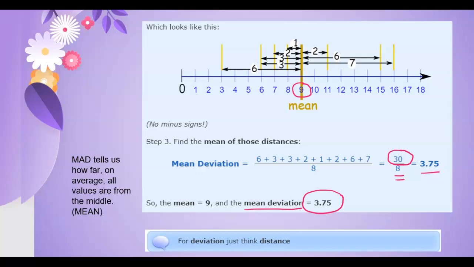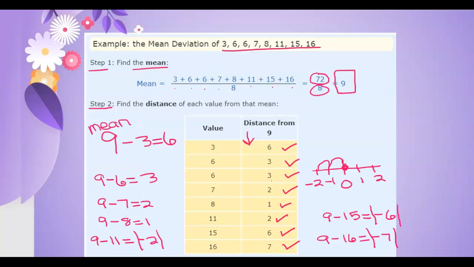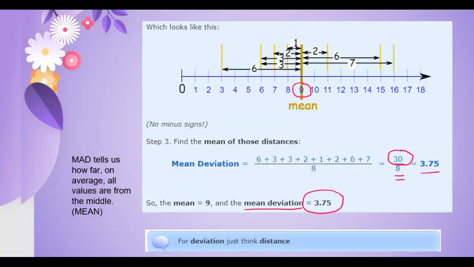So it's 3.75 average. So that's a smaller number. And that means that our original data set here is pretty accurate. We can be very confident in our predictions and our conclusions from this data set. All right, now I went through that pretty fast. We're going to go through another one slower.